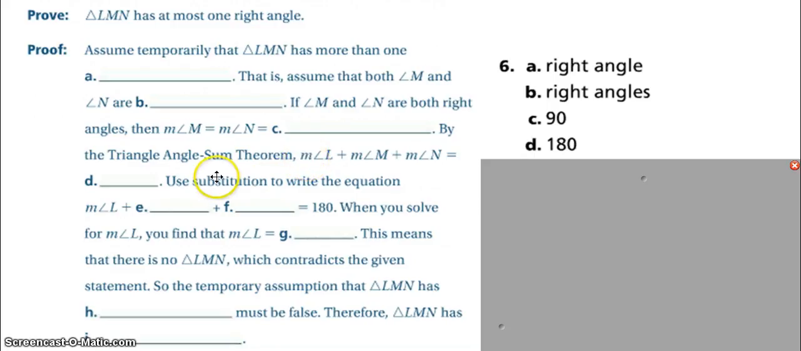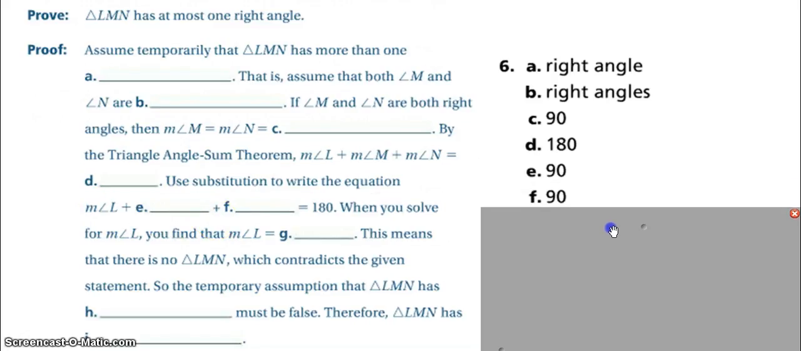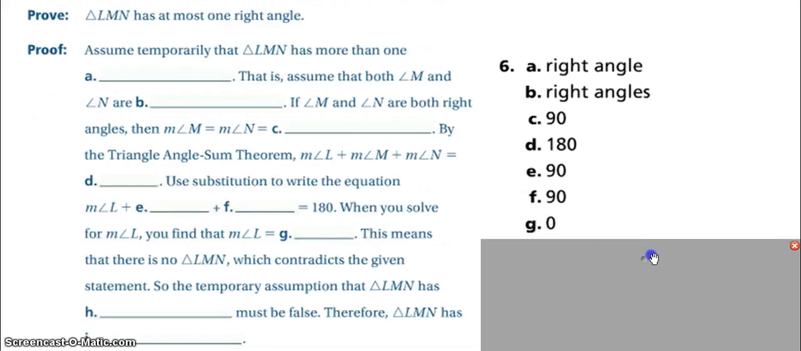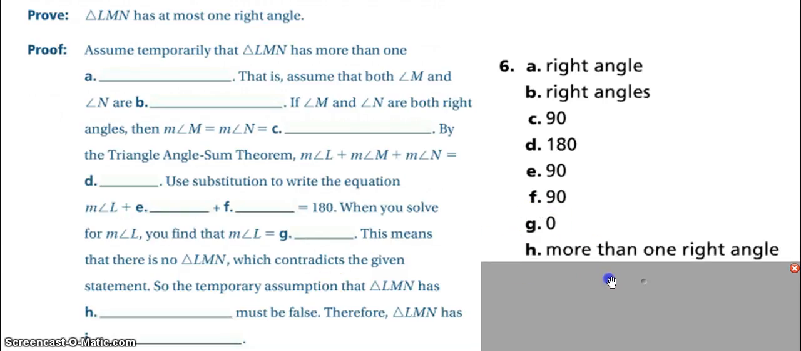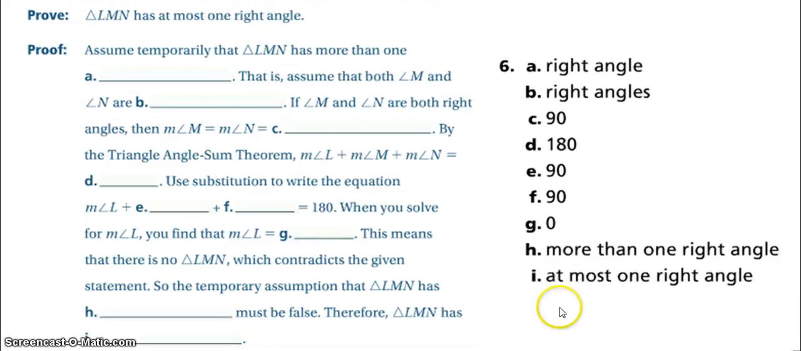However, when I substitute, I know that angle L we don't know the measure of, but angle M and angle N I already knew the measures of, both being 90. And when I solve this, that tells me that angle L must be equal to 0 degrees. And if we have an angle of 0 degrees, then we do not have a triangle. So that contradicts the statement. So therefore, the temporary assumption is wrong. And we know that triangle LMN can have at most one right angle.